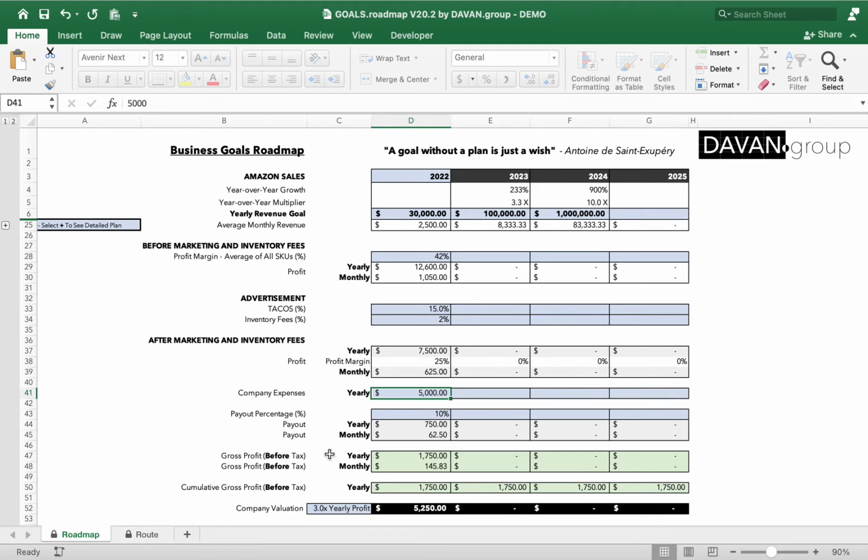But the nice thing is you can see that you will be profitable. It's green right here. Down here is a cool little feature, company valuation.